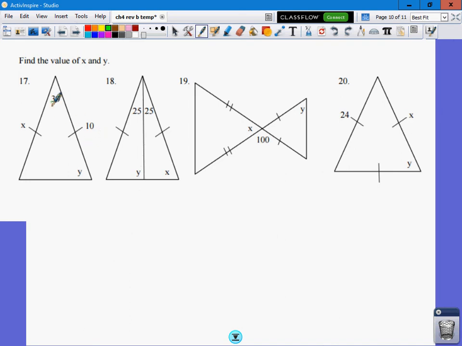Okay, number 17. Since this is isosceles, if this side length is 10, x is also 10. Out of 180 degrees, I've used up 30. There's 150 left, and the two base angles have to be congruent, so I'm going to divide this by 2. So y would be 75.